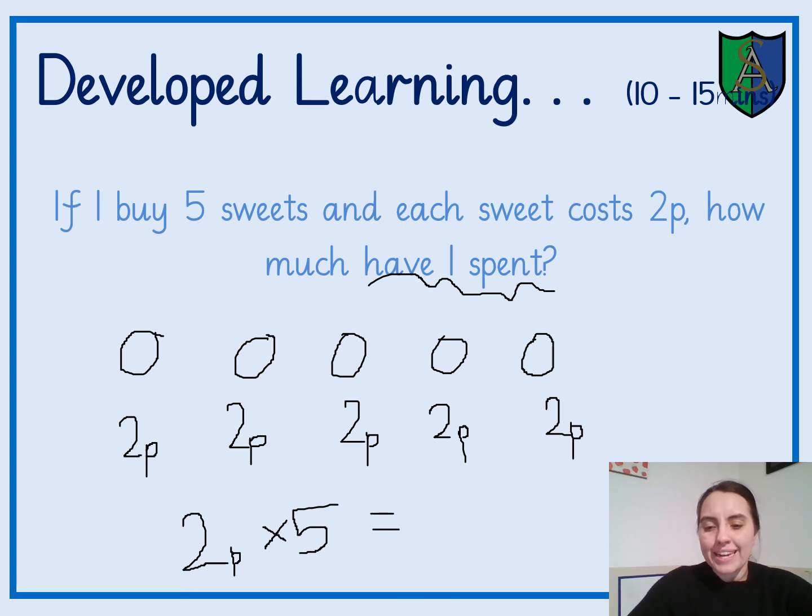So let's count that now. Let's total the cost. 2, 4, 6, 8, 10. Excellent. 10. Now, I do need to remember to put my pence in here because that's the amount of money that I have spent on my sweeties. Okay, let's go to the next one.